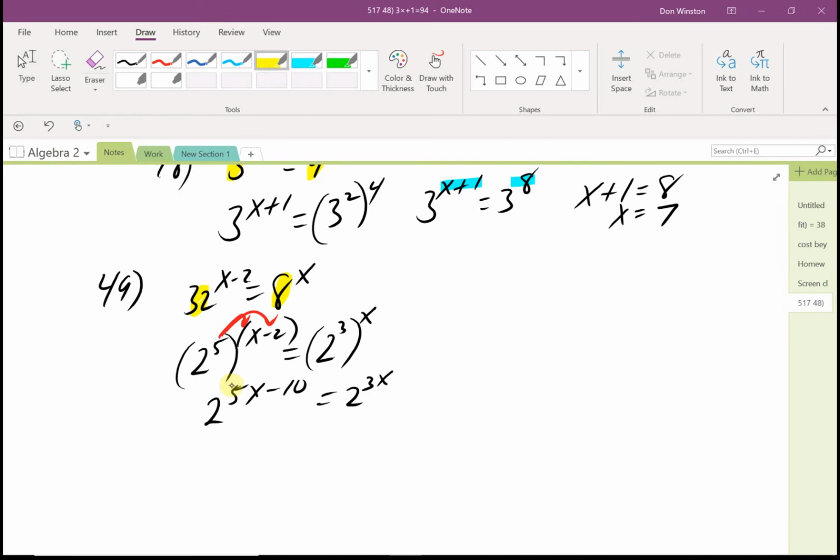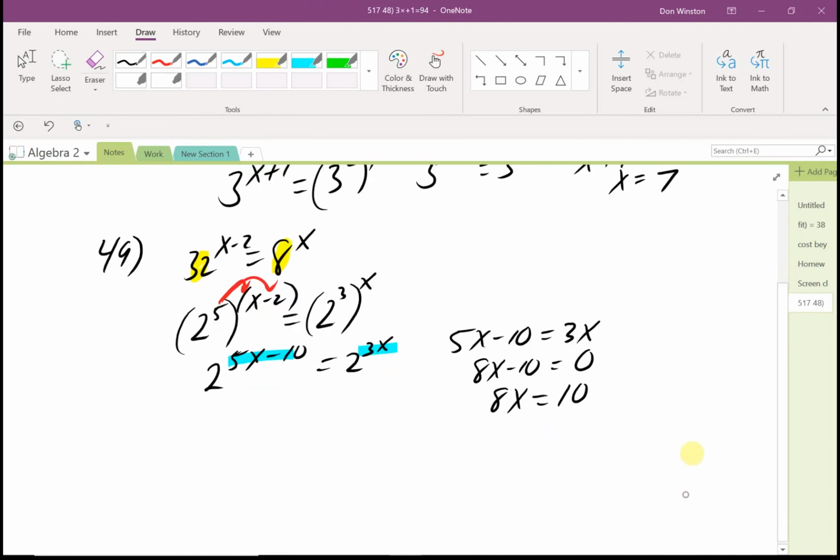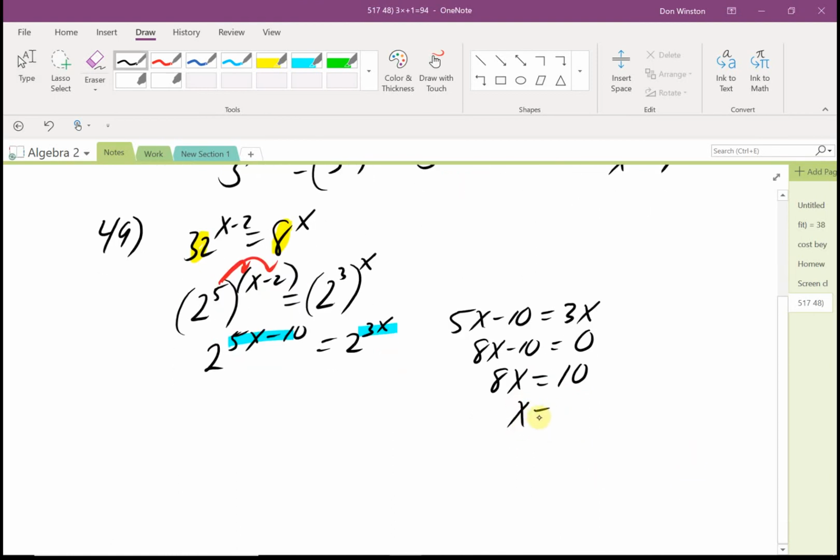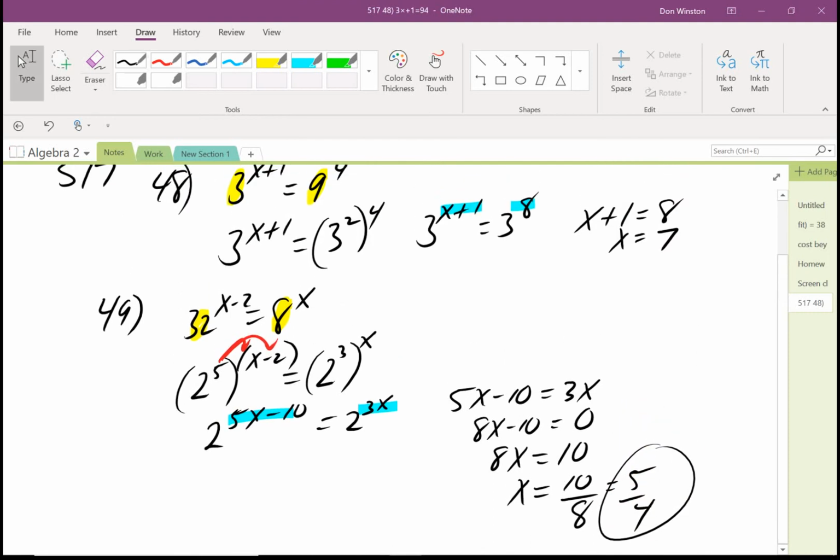My bases are the same, so I can set the exponents equal to each other and solve. I get 5x minus 10 equals 3x. And then move the 3x over, I'll have 8x minus 10 is equal to 0. Move the 10 over, I'll have 8x is equal to 10. Divide by 8, I have x is equal to 10 over 8, which I can simplify. That would be 5 over 4. So my answer is 5/4 for number 49.